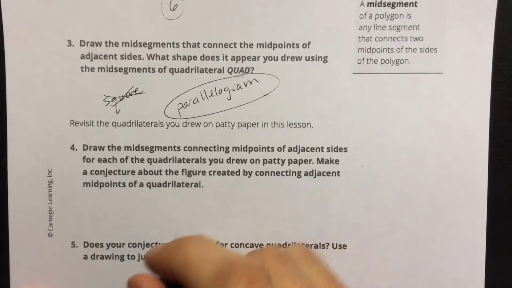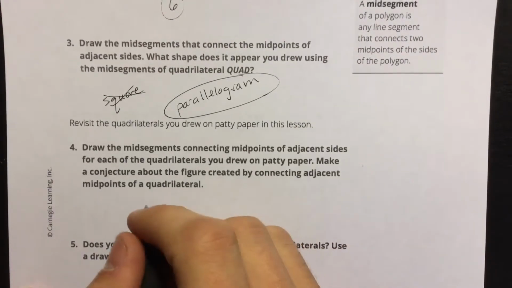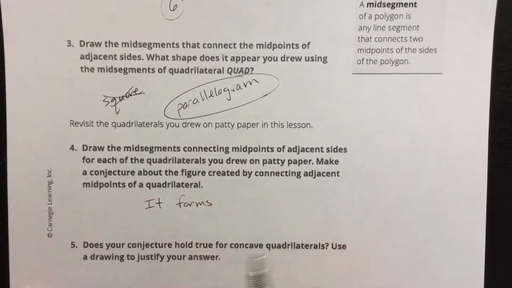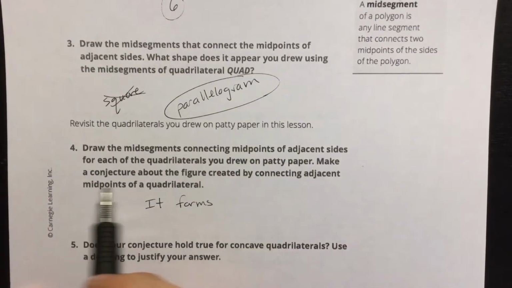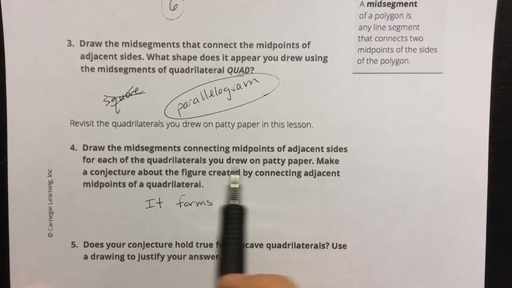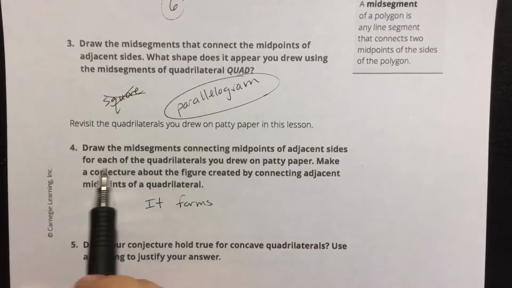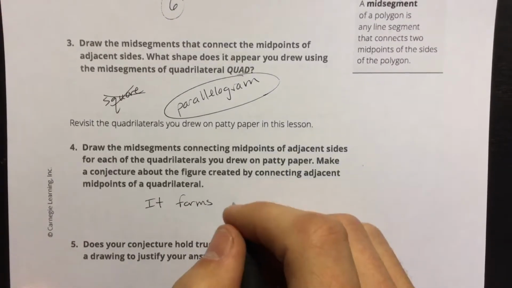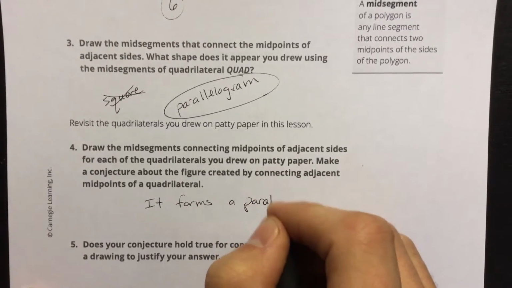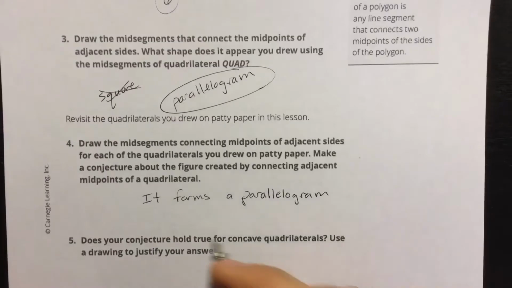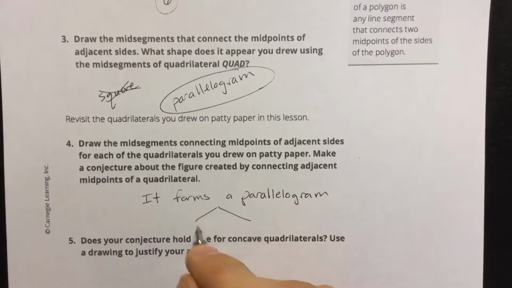Okay, but the answer they're looking for here is that it forms, and it being this process. So when we create, wow, I cannot read right now. Connecting midpoints of adjacent sides for a quadrilateral, we're saying that process, it forms a parallelogram.